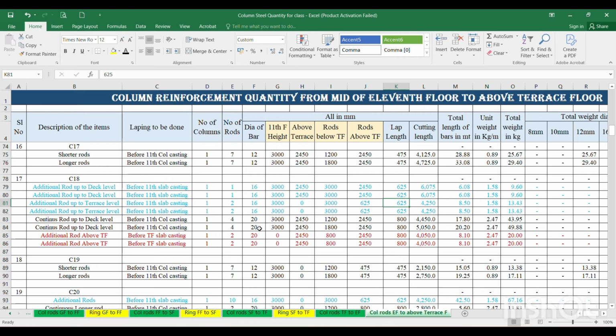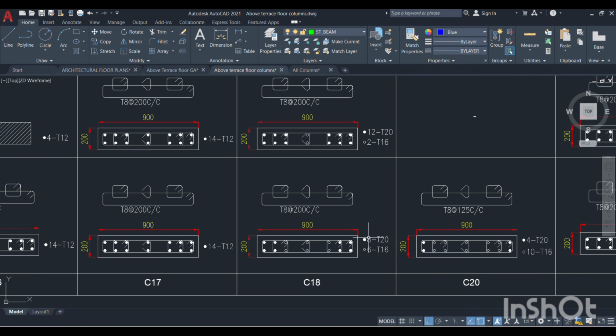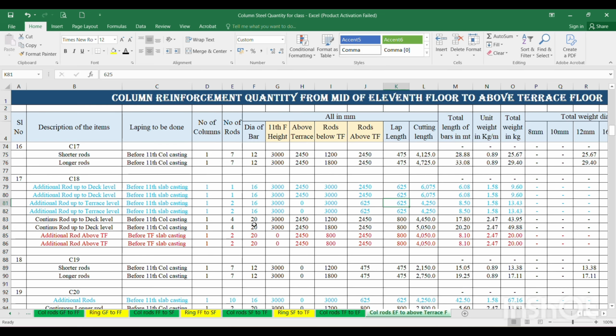Before 11th floor column casting, these 4 plus 4, 8 numbers of 20 dia have to be lapped. This 4 plus 4, 8 number is there, no? These 8 numbers of 20 are going up to our deck slab level. So that 4 plus 4 has to be added.